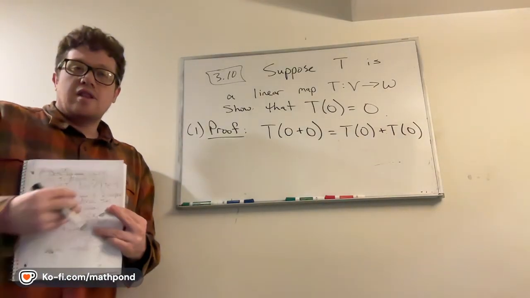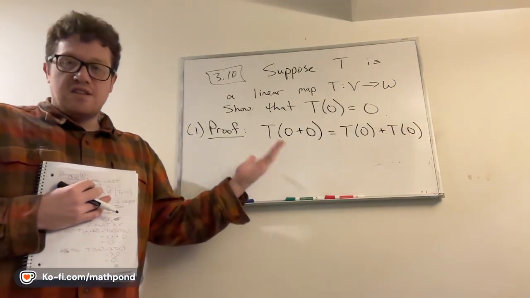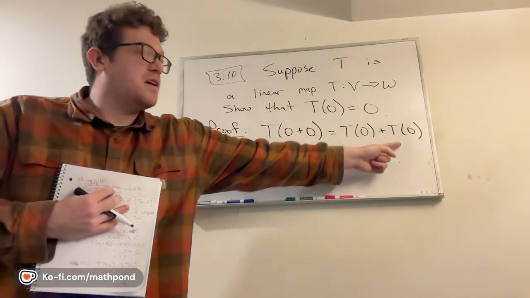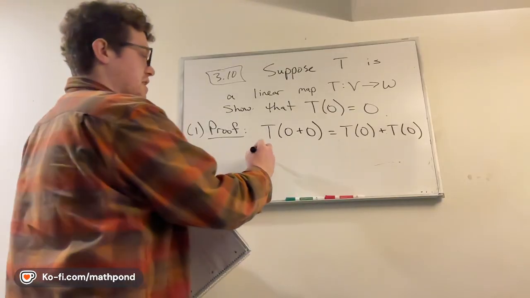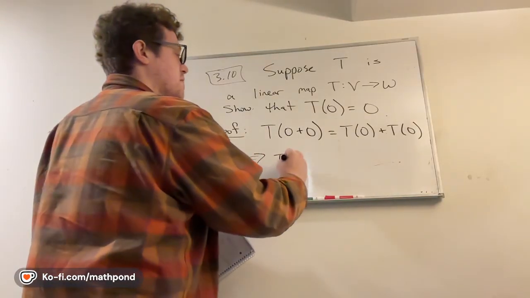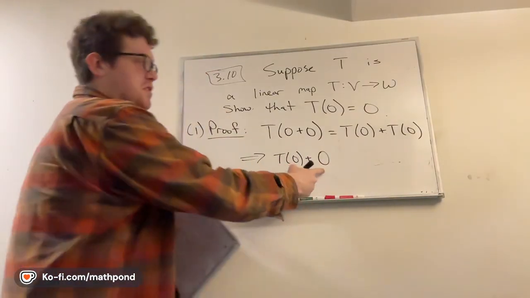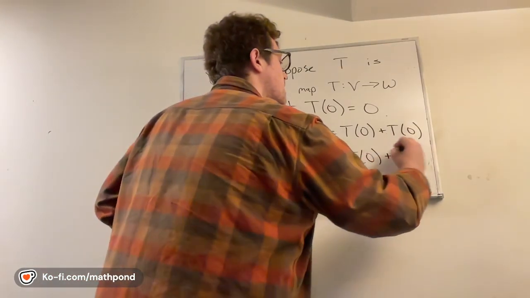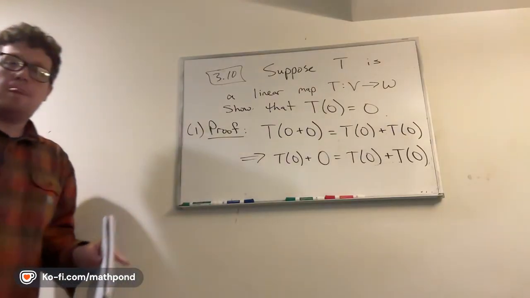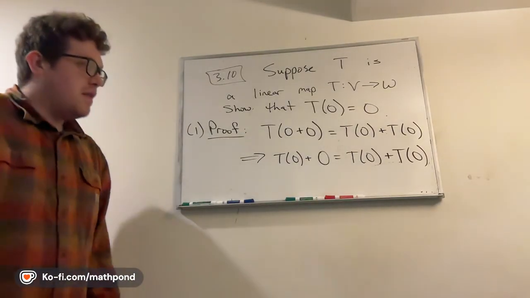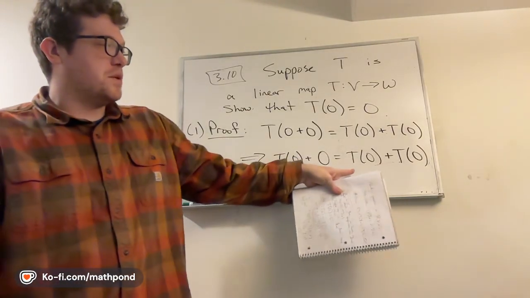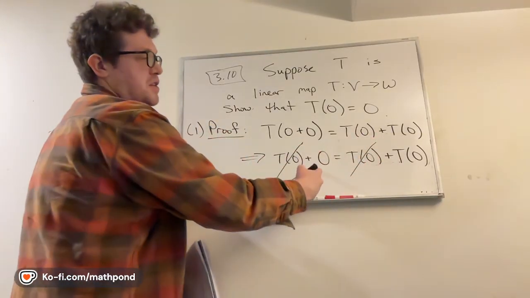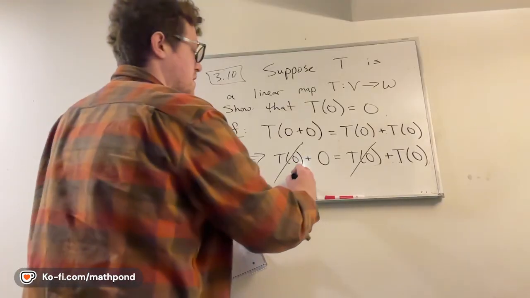And now we can use our left cancellation or right cancellation. It's abelian, doesn't matter. So T of 0 is equal to itself plus itself. So we can think of this as T of 0 plus 0, like the 0 in W, is equal to T of 0 plus T of 0. And then because T of 0 plus 0 is equal to T of 0 plus T of 0, we use left cancellation. We cancel the T of 0s. We get 0 is equal to T of 0, or T of 0 is 0.